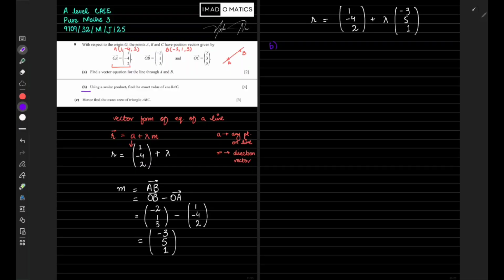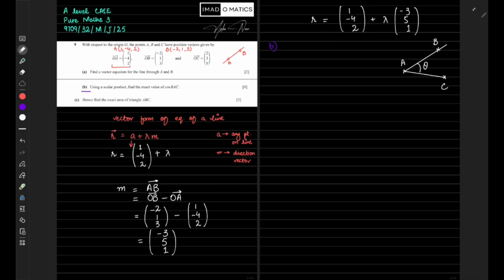So for part B, let's first understand how these points are located. So we have already figured out, somehow assume that your AB points are like this, and your point C will be somewhere here, for example. So this was your point A, this is your point B, and now this is C. So what we need is the angle BAC. So let's call it theta.